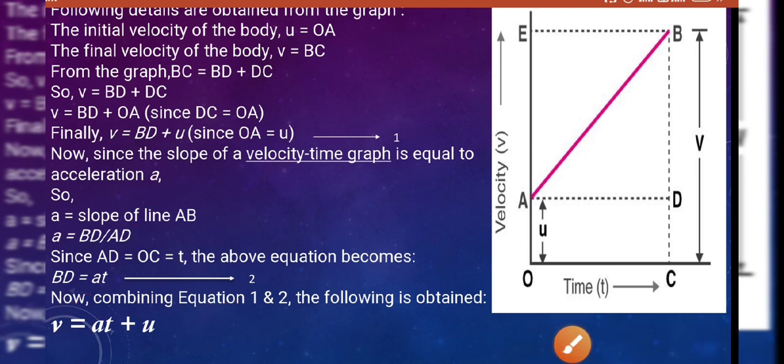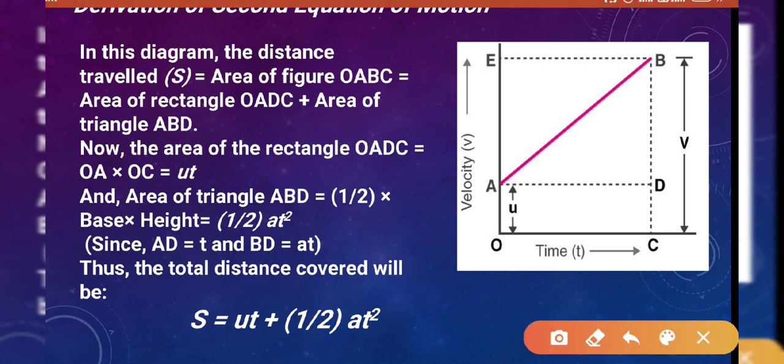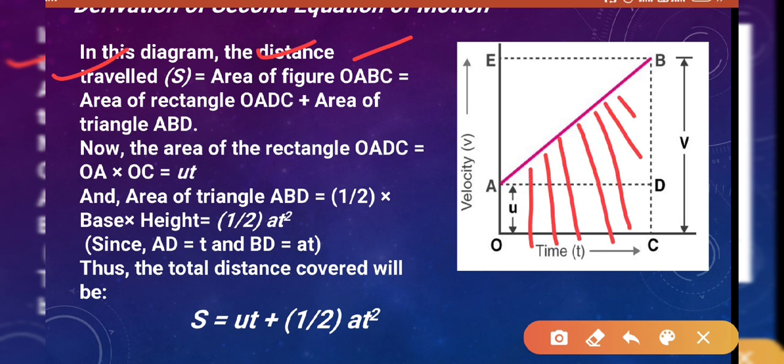Now the second equation, derivation of the second equation of motion. In this diagram, the distance traveled by the object will be equal to the area of figure OABC. The distance will be equal to the area of OABDC.